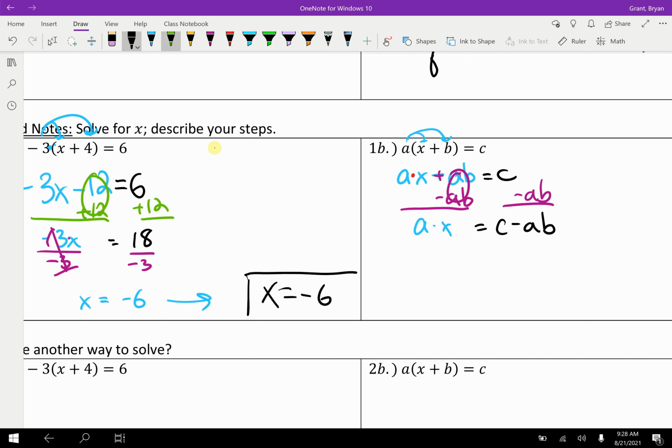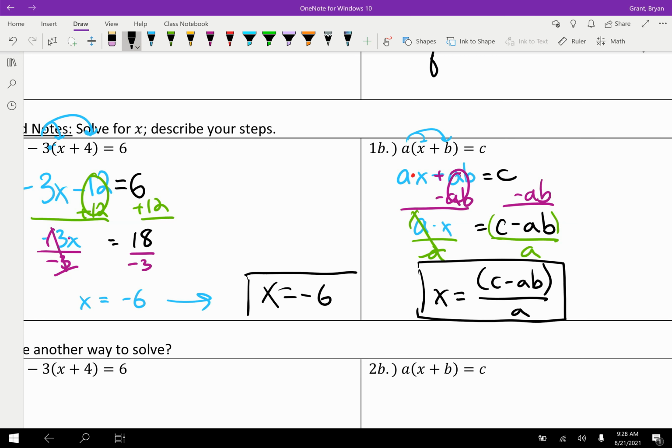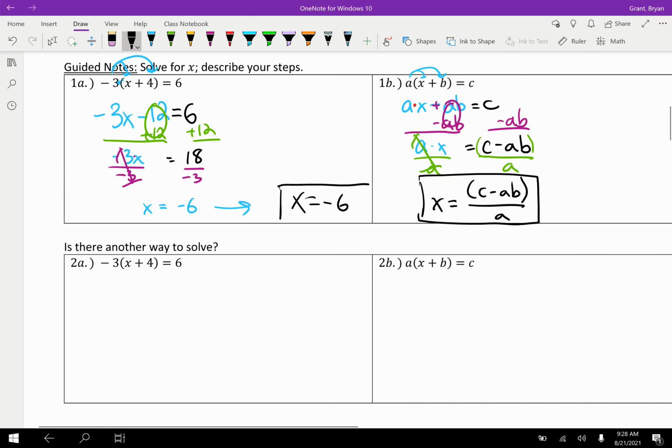Last but not least, we need to go through and remove the a that's multiplying by x by dividing both sides by a. And that leaves us with x equals c minus a times b, all divided by a. And that's it. Now, I did promise you a second way to solve this equation, right?